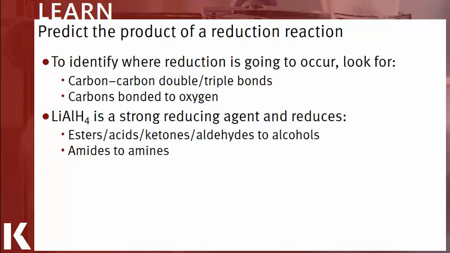So when you predict the product of a reduction reaction, you can use this knowledge to identify where reduction is going to occur. Look for a carbon-carbon double bond or triple bond because hydrogens can be added to these bonds in the conversion to an alkane. Additionally, in a reduction, you're looking for a decrease in the bonds to oxygen, so carbons bonded to oxygens will likely occur there. Lithium aluminum hydride is a strong reducing agent, mentioned in a previous video.